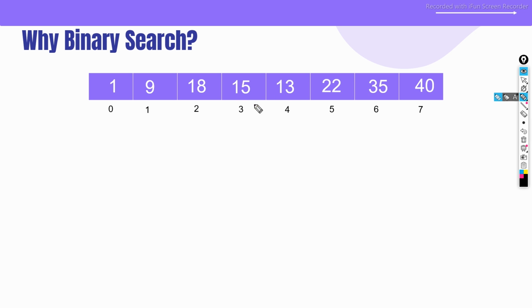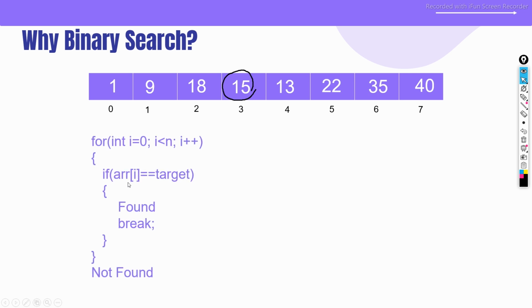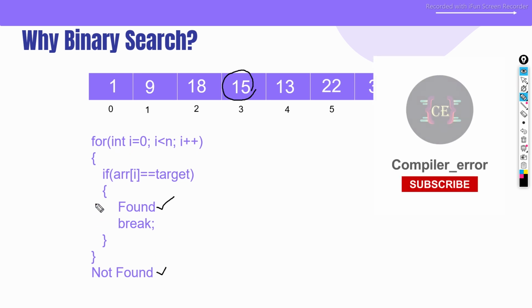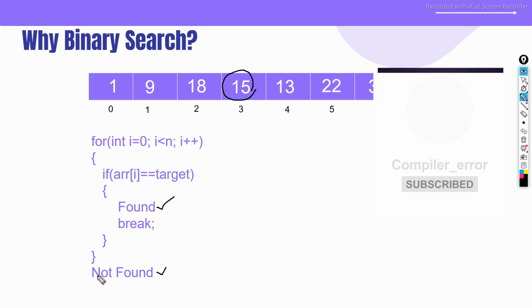If we look at these elements, here are 8 elements in the array, and we are looking for the element 15. In the normal technique we will use a loop from 0th position to nth position, and if we find the target element we will print found. If the element we are searching for is, for example, 50, the element is not in the array, so we will close the loop and then print not found.